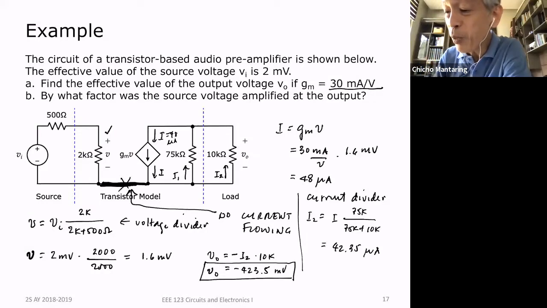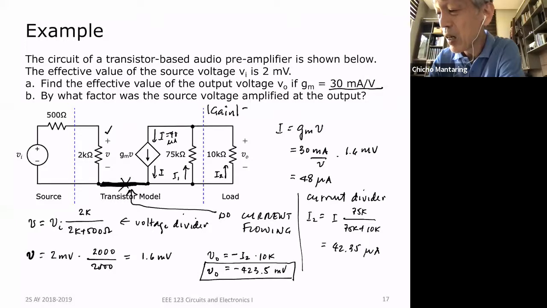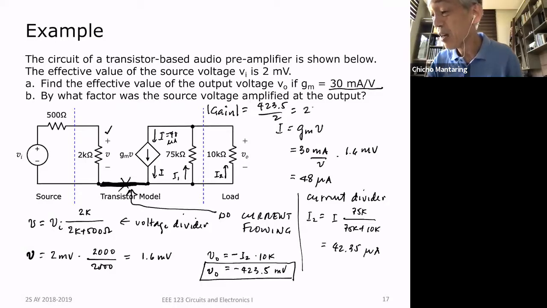Okay, so ang input ko is 2 millivolts. Ang output ko is minus 423.5 millivolts. So you have a gain. The magnitude of the gain is 423.5 over 2, which is about 211. That is the magnitude of the gain. Your gain is negative. Because your output is negative, your input is positive.